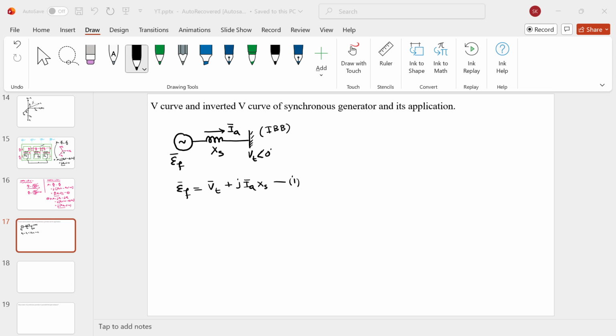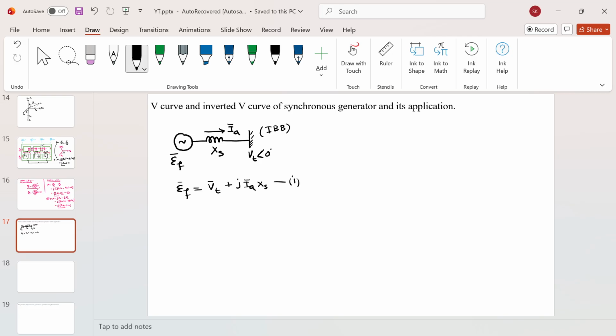Hello everyone. So in this video, we are going to see the V curve and inverted V curve of a synchronous generator and its application. Okay. So let's say you have this synchronous generator connected to an infinite bus bar, and the infinite bus bar has characteristics like the terminal voltage, or voltage at the infinite bus bar, will be constant, and the frequency of the infinite bus bar will also be constant.